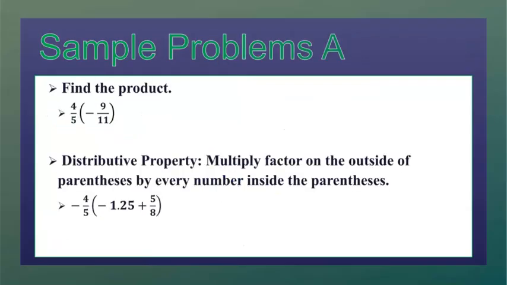Next, find this product. Here we're just multiplying straight across. So if I multiply straight across, I'm left with -36/55.